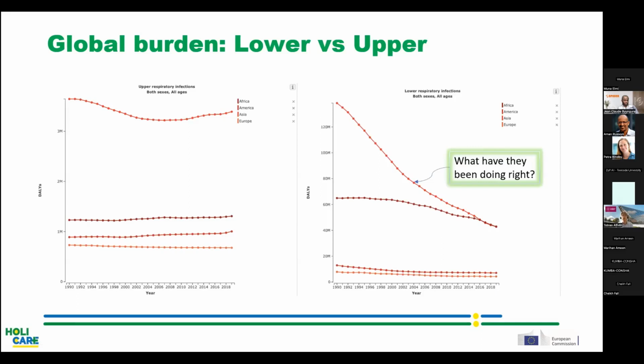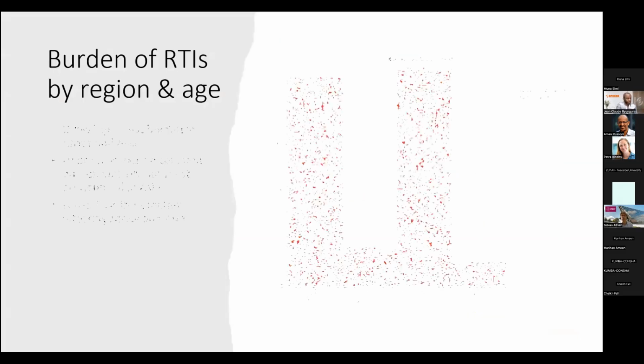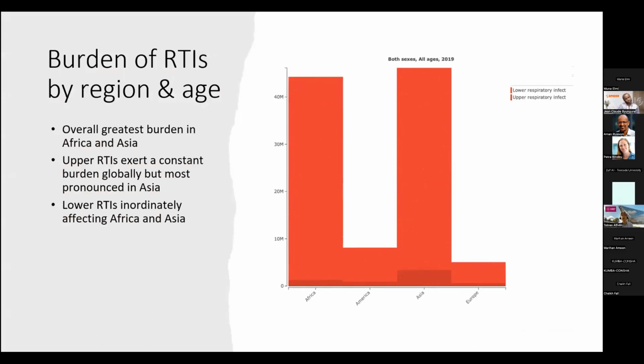So what have they been doing right? A lot, although they have quite some way to go. If we look at it by region and age, and we start by region: here in the dark red, you see upper respiratory tract infections, very little. The bright red, that's lower respiratory tract infections, much more. And here's Africa, and here's Asia, America, and Europe. So it's in Africa and Asia where we have the problem.